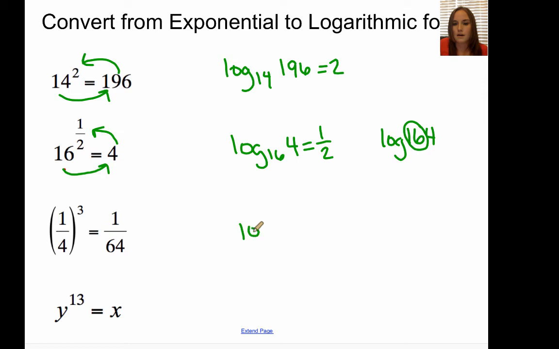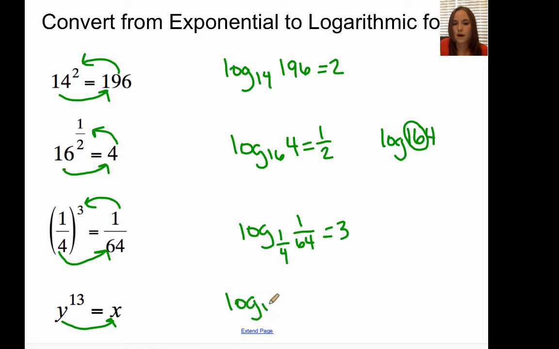Continuing on, log with a base of 1/4 of 1 over 64 equals 3. And then the last one here, the log with a base of y of x equals, continue moving on, 13. So that's how you convert from exponential to logarithmic form.